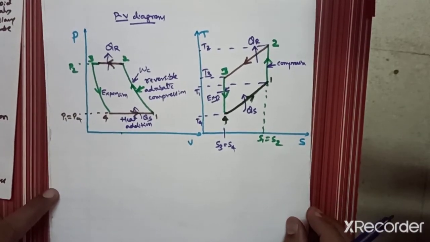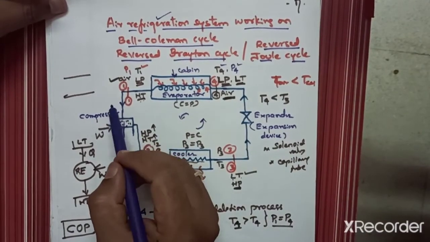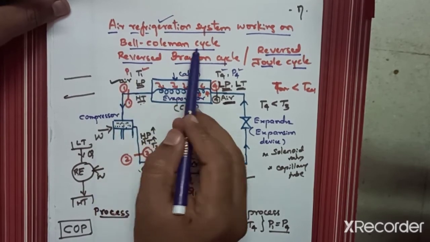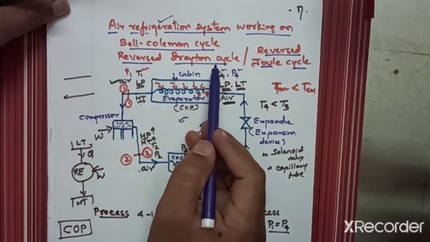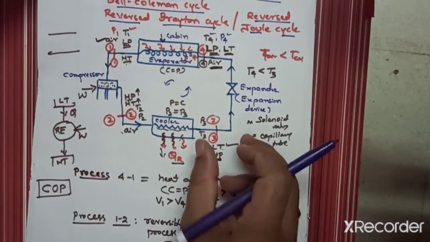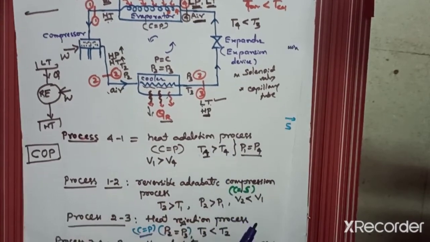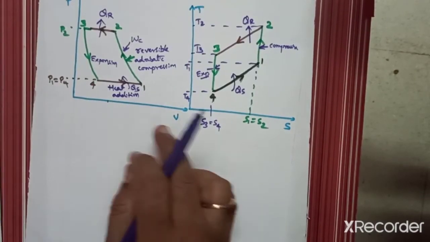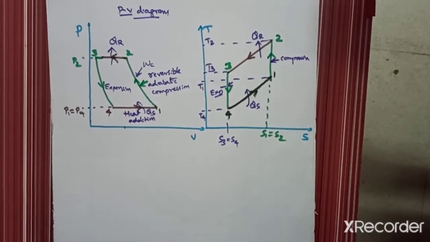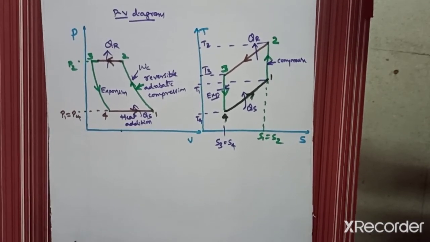In the exam, the question may be asked like this: explain the working principle of air refrigeration or Bell-Coleman cycle or reverse Brayton cycle with PV and TS diagram. So you have to draw this diagram and explain with some sentences, represent these four processes, and draw this PV diagram. In the next video lectures we will draw and derive an expression for COP of the Bell-Coleman cycle.